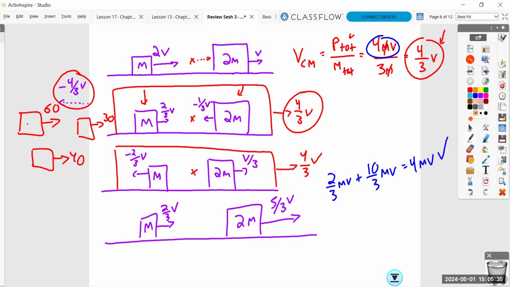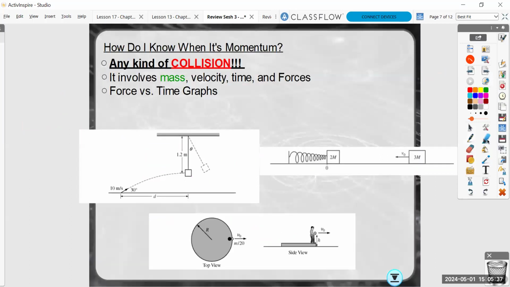How do you know when to do momentum things? The most important thing with momentum is any kind of collision. I cannot tell you how many times people have had a problem on the AP exam where two boxes bump into each other and they want to use conservation of energy. No, bad. The moment two things collide, they stick together, they're hitting each other, the first tool you should reach for in your toolbox is conservation of momentum.